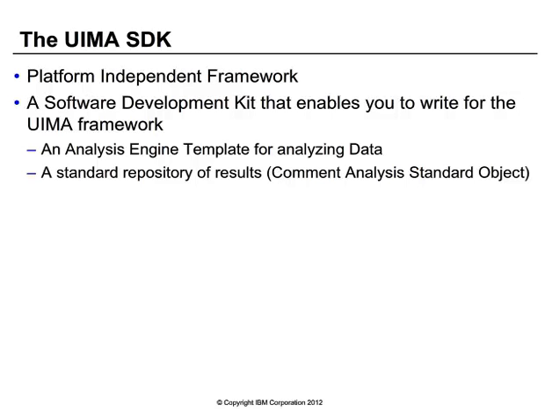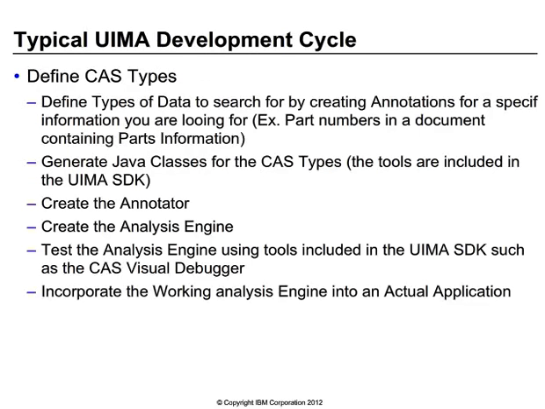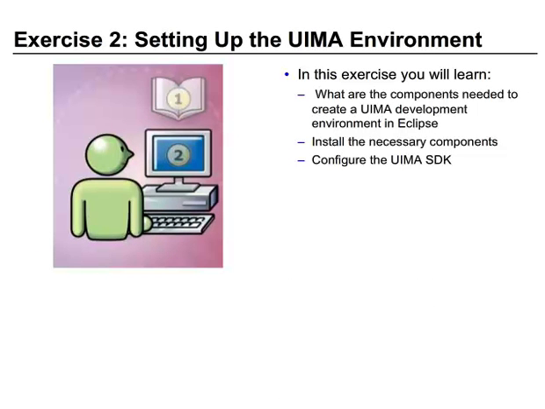There is a UIMA software development kit available as open source that can be used to develop applications analyzing unstructured data. IBM developed this application and donated it to the Apache open source organization. So it can be downloaded freely and its environment can be used consistent with the license agreement of open source software. This is the typical UIMA development cycle. You will go through this development cycle in a series of exercises included in this course. Let us first go to the exercise on setting up the UIMA environment.